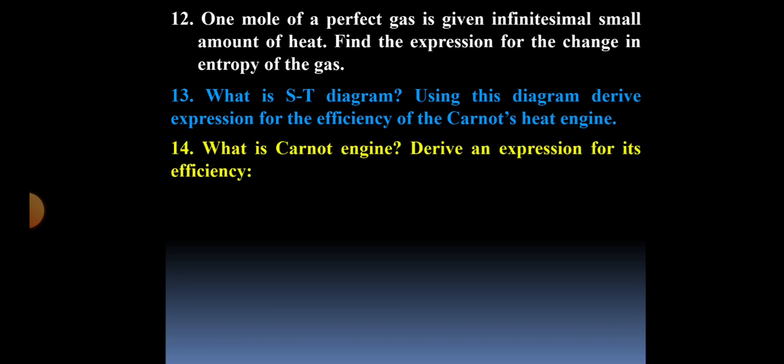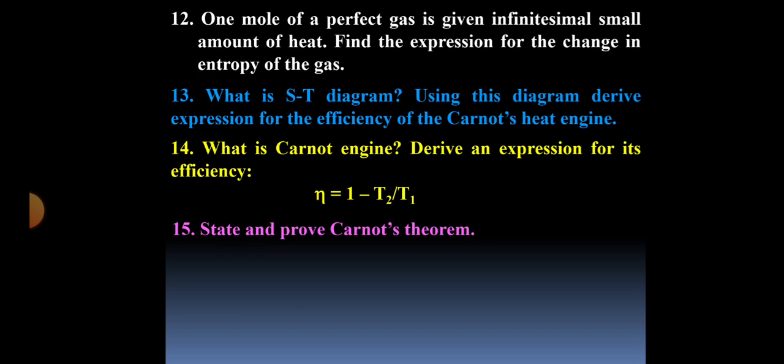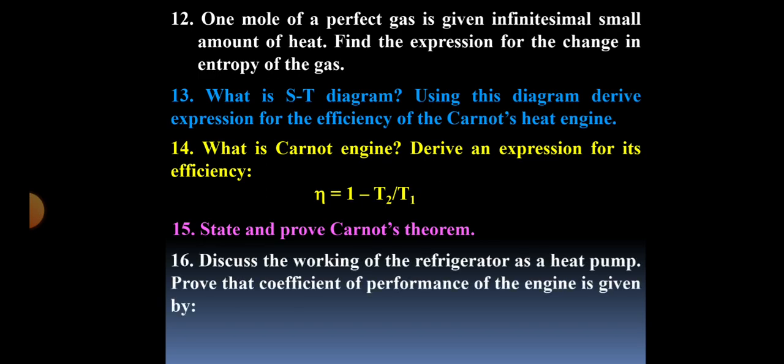Question number 14 is, what is a Carnot engine? Derive an expression for its efficiency, which is given like this: 1 minus T2 by T1, where T2 is the temperature of your sink and T1 is the temperature of your source. Next is, state and prove Carnot's theorem. There is also this theorem.